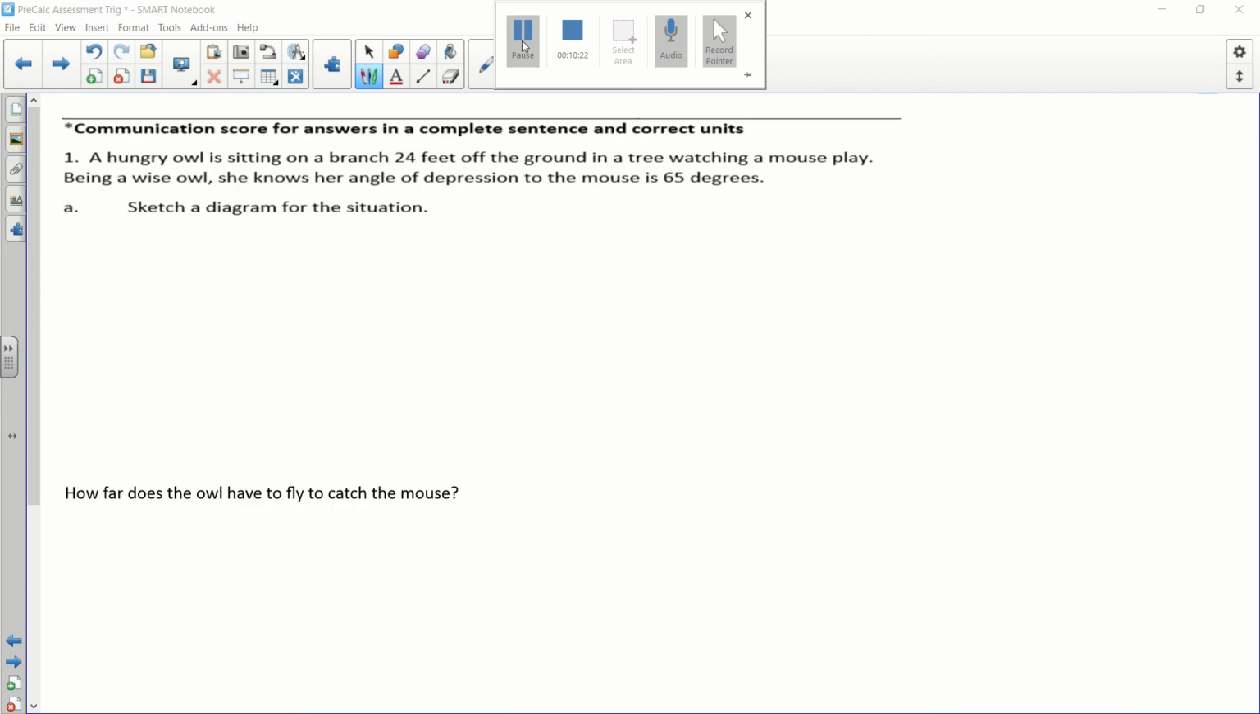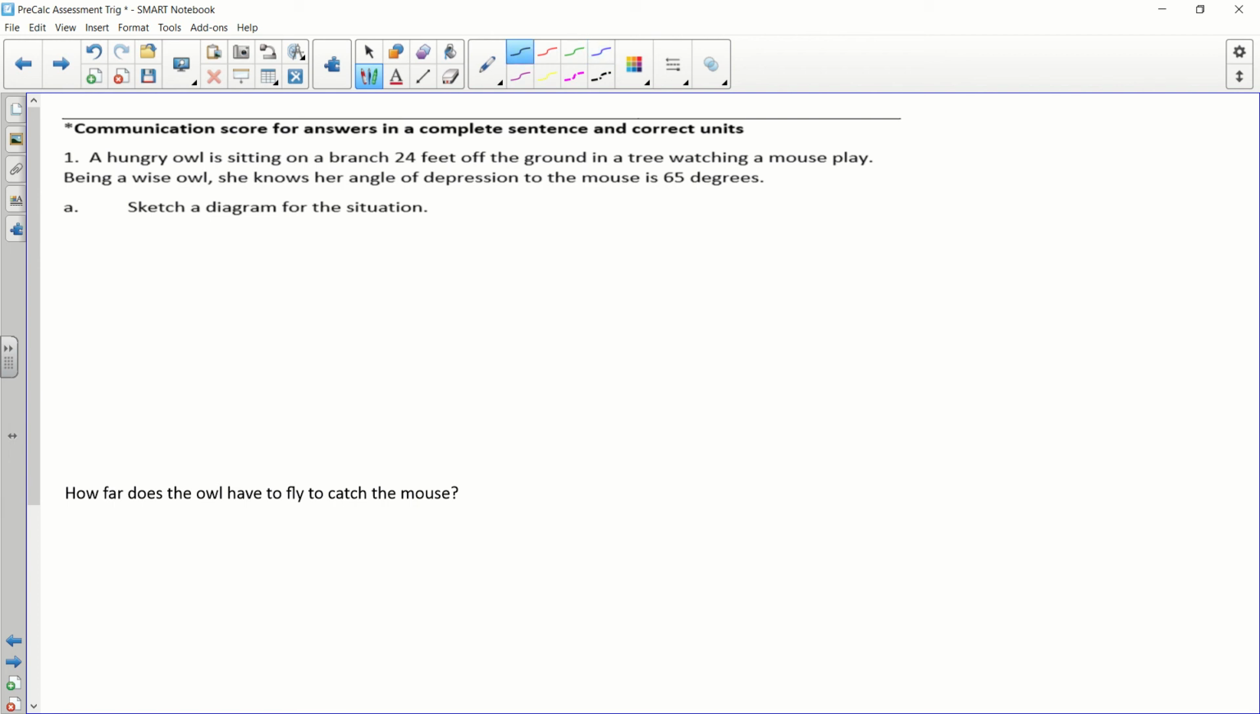All right, I'm moving on to the final competency, create and build, as well as this communication score. So if your communication score was low, it's because you did not answer in a complete sentence with the correct units, combined with problem number 1, answering in fraction form.